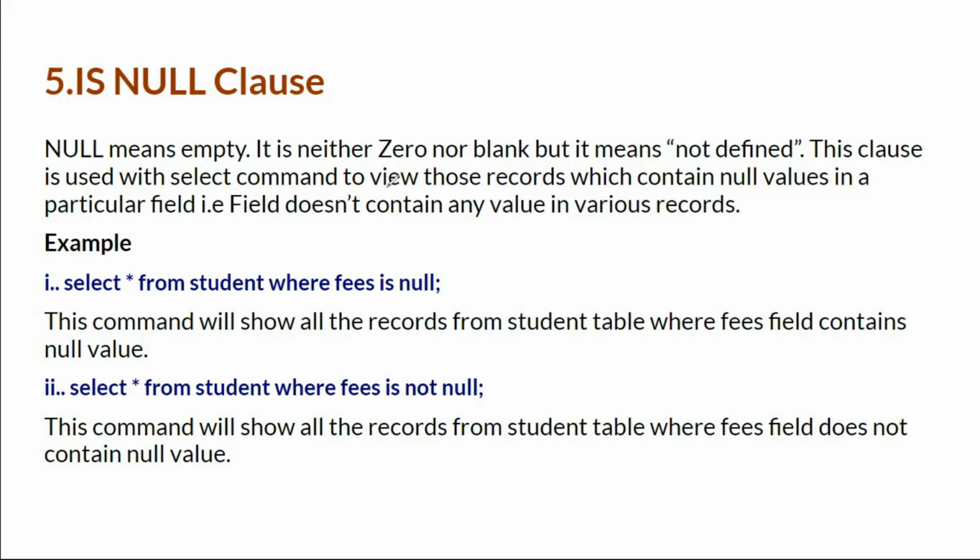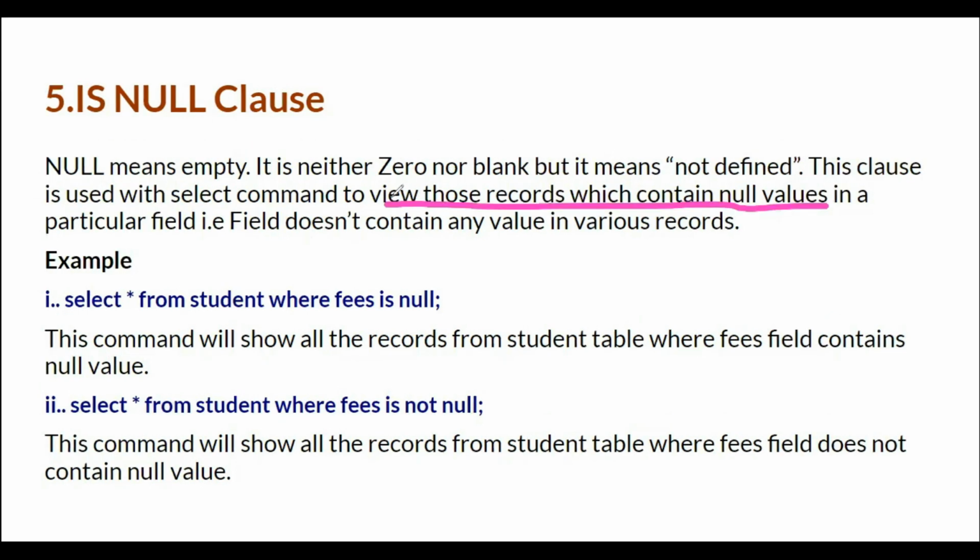To view those records which contain null values in a particular field, select star from student where fees is null. So the person whoever has a fees value as null, those records will be given. And here the opposite of it, select star from student where fees is not null, for whoever it is not null. So this also can be used to check which fields have been entered with a value and which fields don't have a value. For that checking, you can go with this is null method.